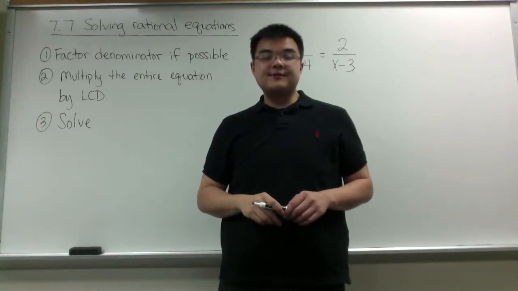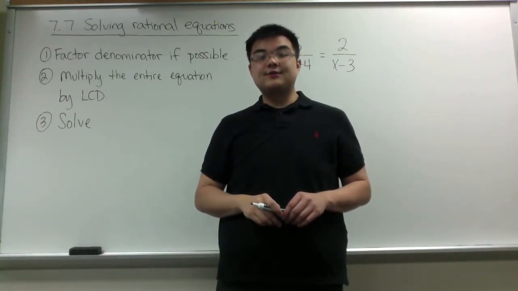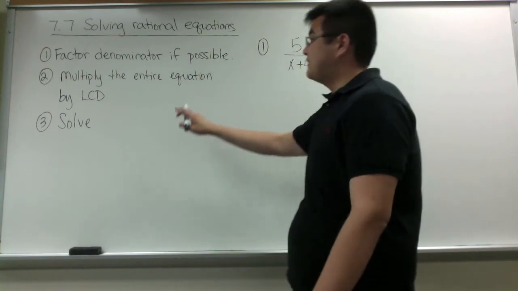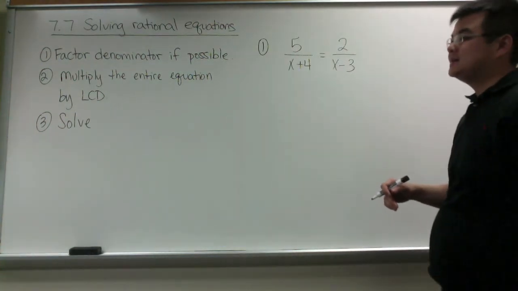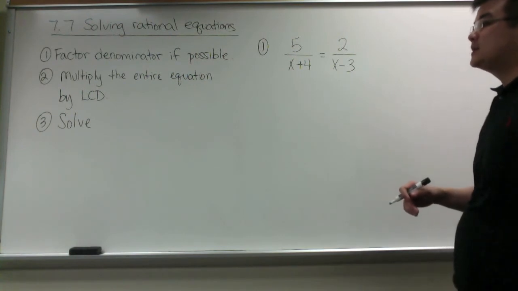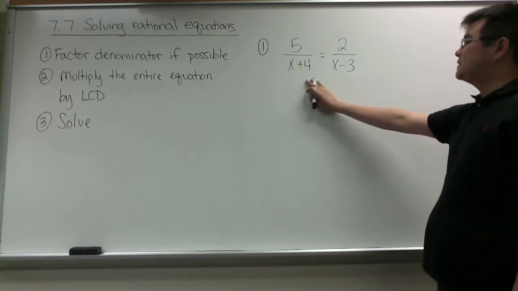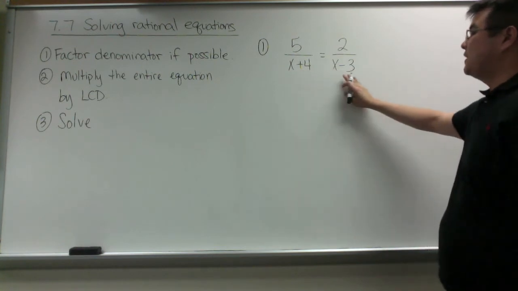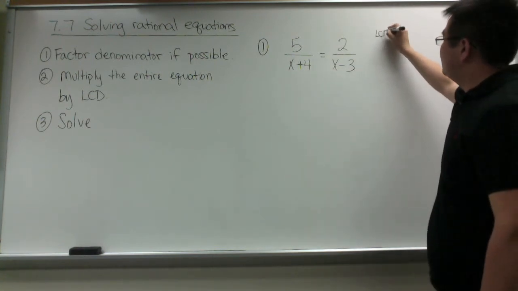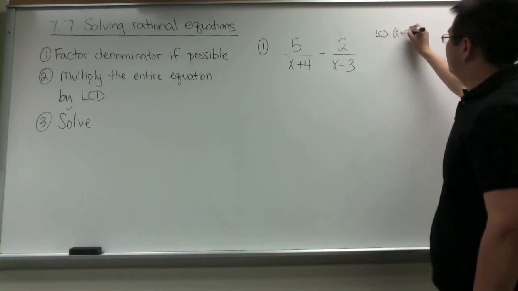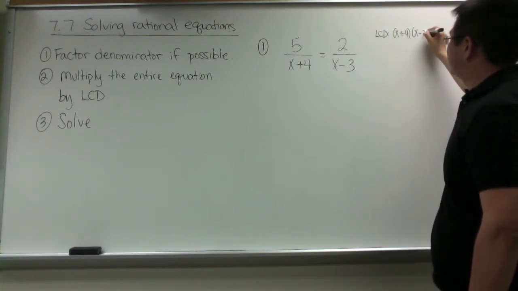These are the video notes for section 7.7, solving rational equations. We have 3 steps: factor the denominator if possible, multiply the entire equation by the LCD, and then finally solve. If we take a look at our first example, the LCD between the denominators x plus 4 and x minus 3 would be x plus 4 times x minus 3.